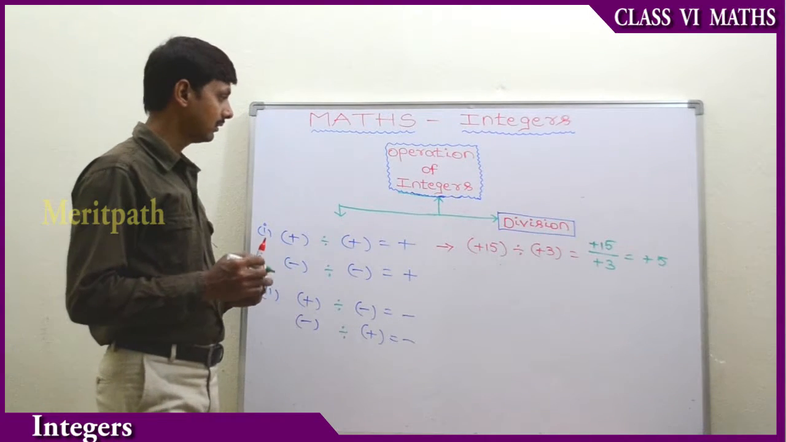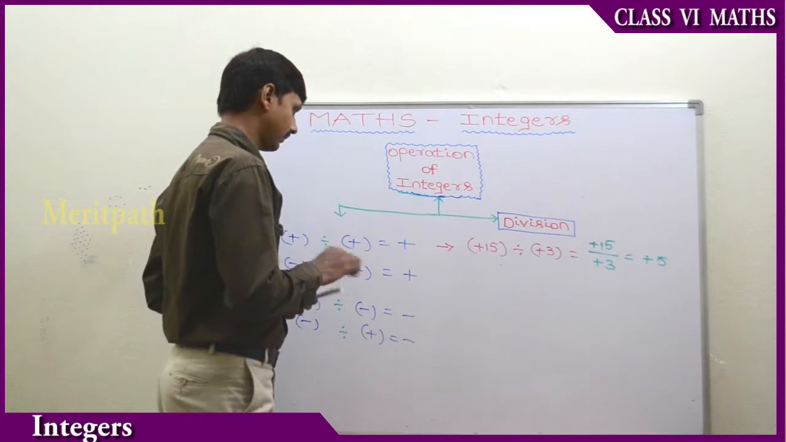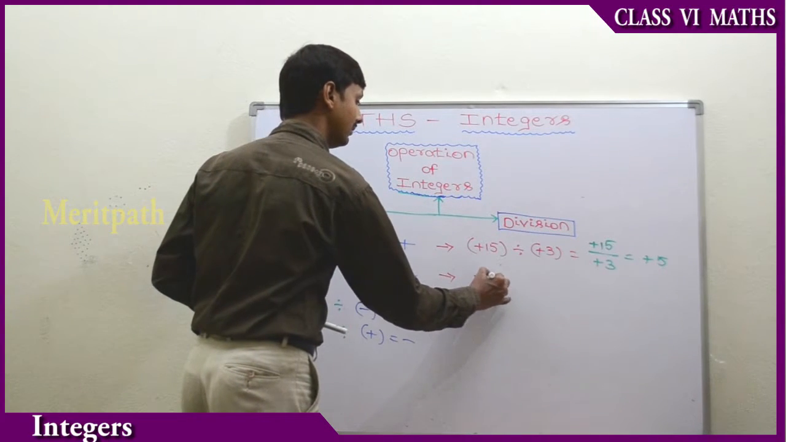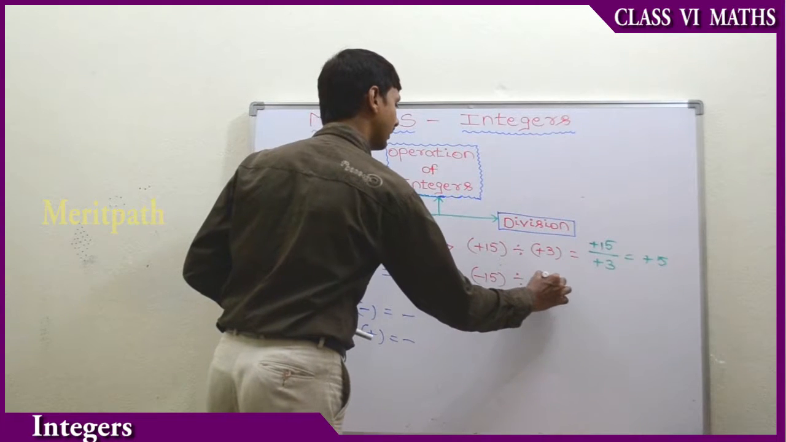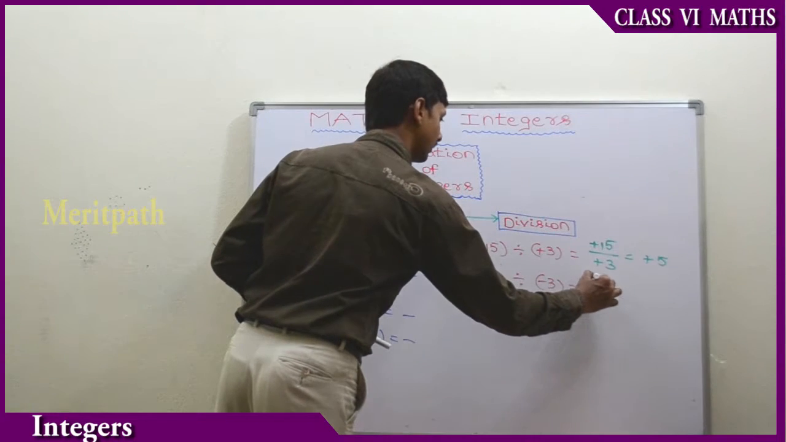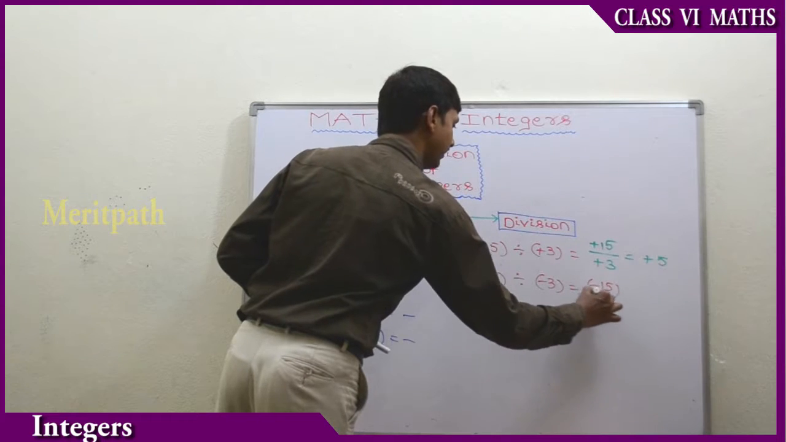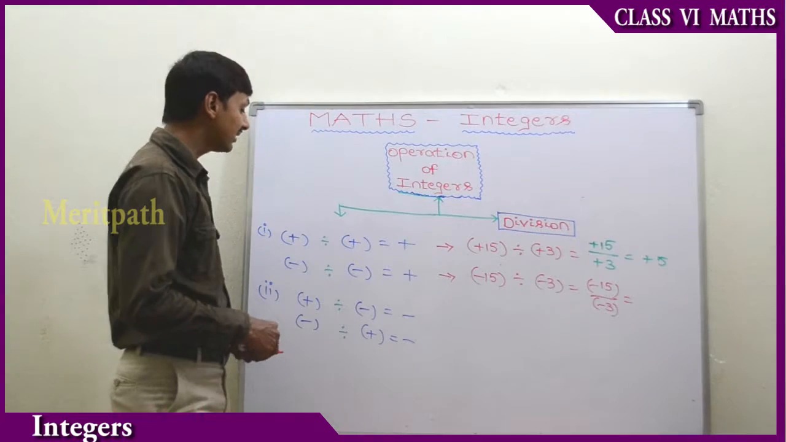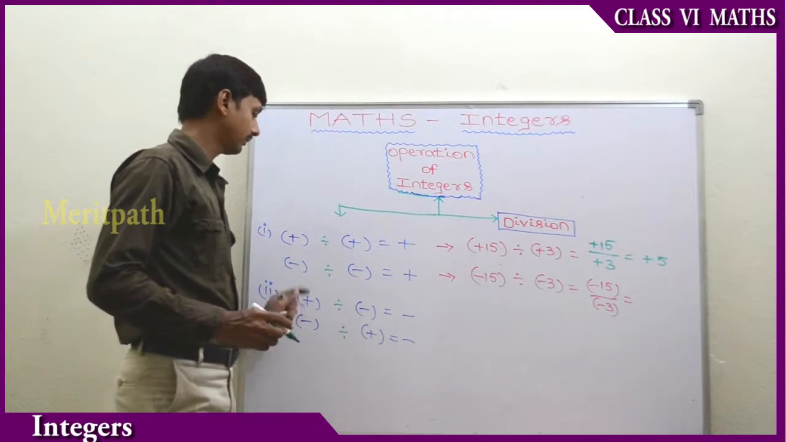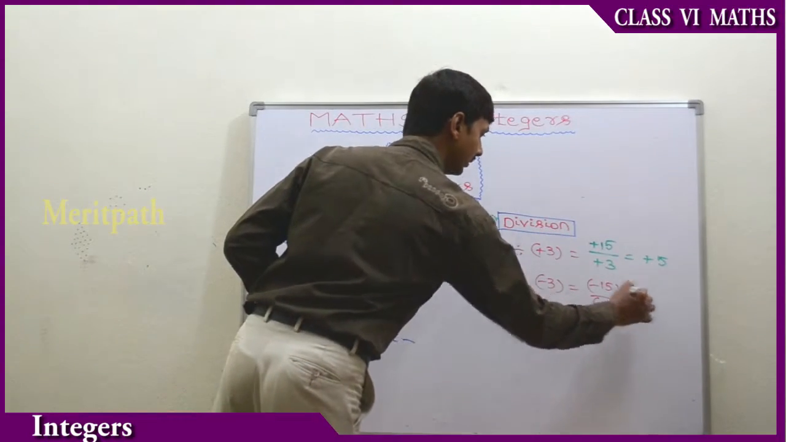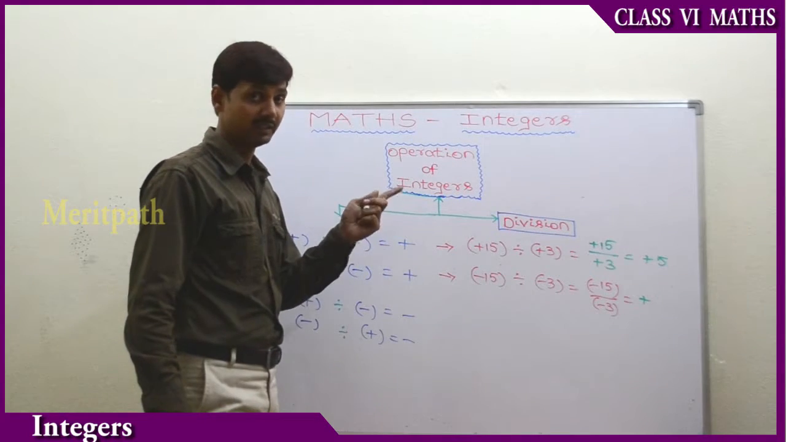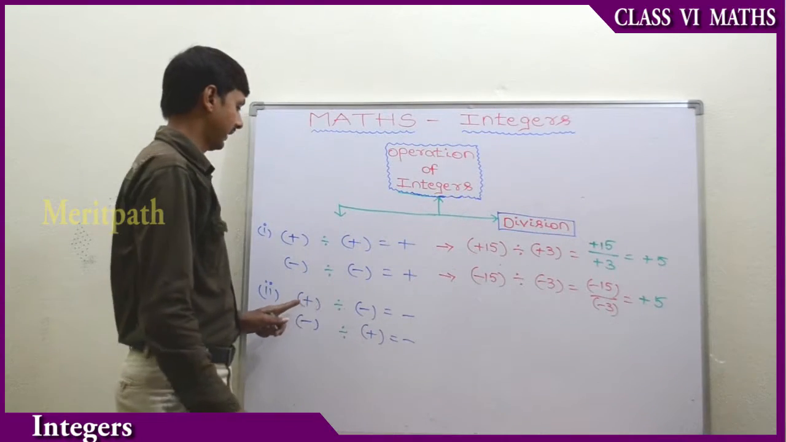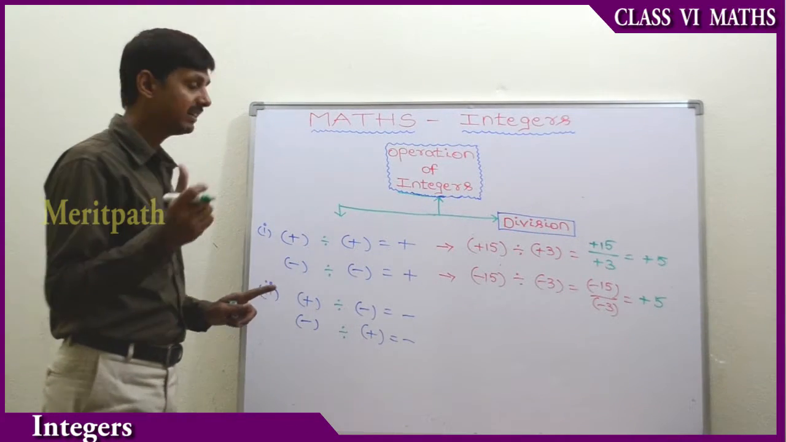Let's take the next one, that is minus divided by minus. If two numbers have the same sign, minus 15 divided by minus 3. As we know, minus divided by minus is plus. So let's write the plus symbol, and we will divide the numerical values. 15 divided by 3 is 5. So plus 5. Next are two numbers having different signs.